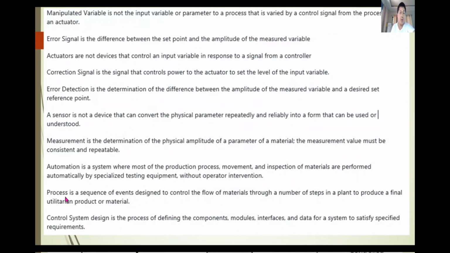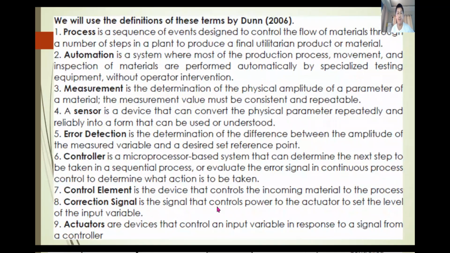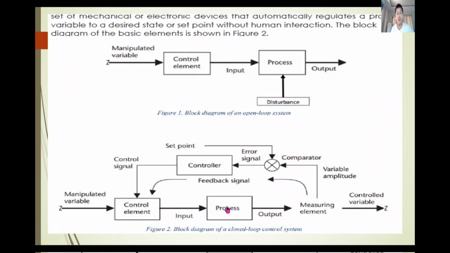Next, process is a sequence of events designed to control the flow of materials through a number of steps in a plant to produce the final utilitarian product or material. So remember the keyword is a sequence of events designed to flow of materials. So this is the process. As you can see here, there is a flow of material.